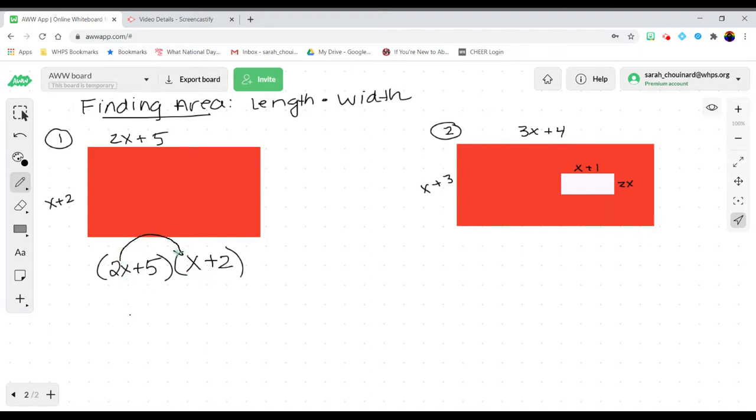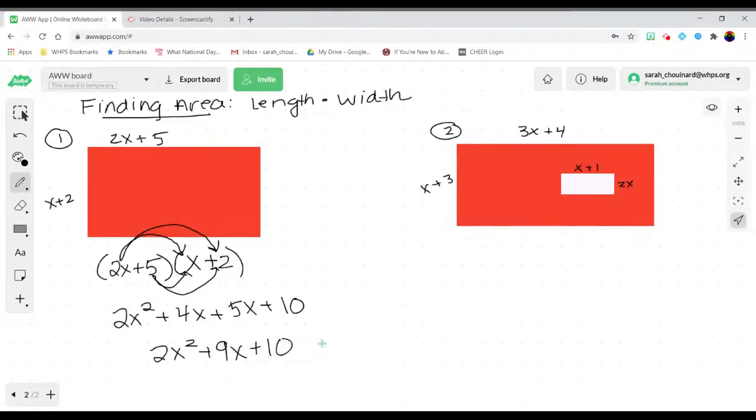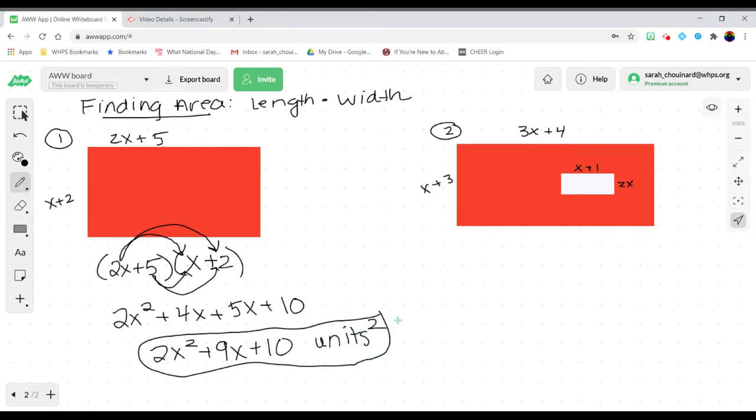So 2x has to get delivered to x. 2x times x is 2x squared. 2x also has to get delivered to 2. That's 4x. 5 times x is 5x. 5 times 2 is 10. So my area is 2x squared plus 9x plus 10. And since it's area, we should label it units squared. So if it was feet, it would be feet squared. If it was inches, it would be inches squared.